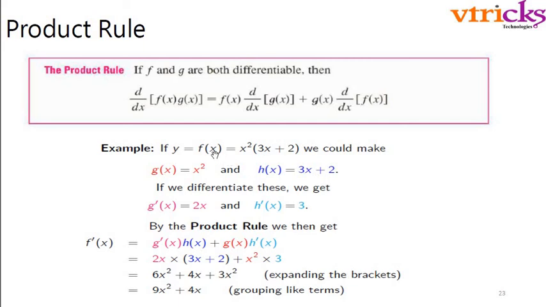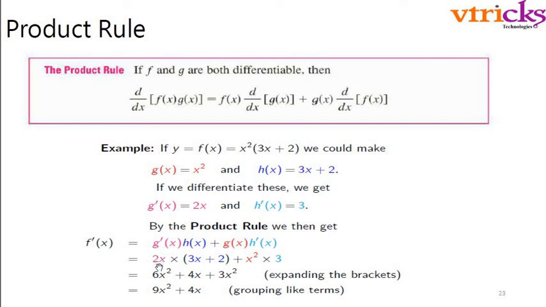So the derivative of f(x) is nothing but the derivative of g(x) into h(x). We differentiate each one of them and first find g prime x. We know that g prime x is 2x, and here we can see that h prime x is 3. Now we use the product rule. What does the product rule say? f prime x is derivative of first, that is g prime x into h(x), plus g(x) into h prime x. Since it is addition, it's commutative, it doesn't matter which you write first.